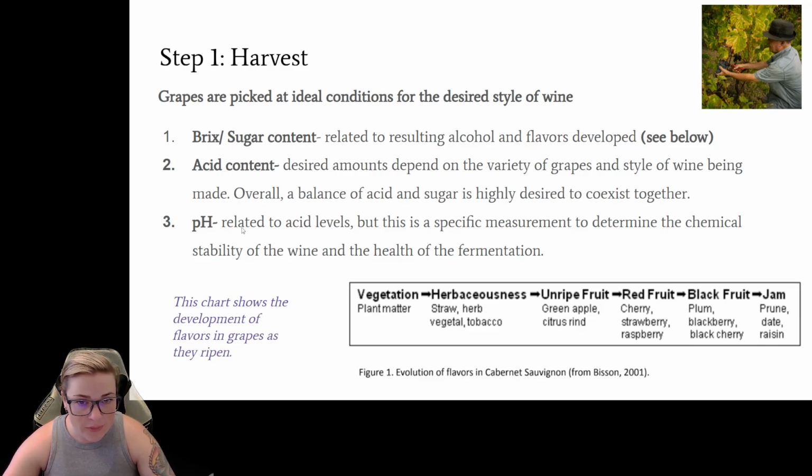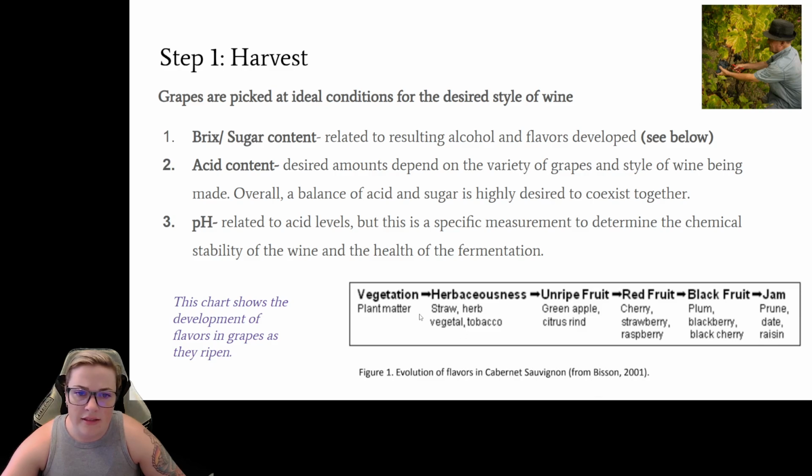pH is very important because it will determine the health and stability of that fermentation and that wine. There's a desired range of pH where yeast and bacteria thrive and they can be healthy and happy. If you're outside of that range, the wrong types of yeast and bacteria can come into play, and then it can actually spoil your product. So that's not ideal. So pH is very important when we talk about health and stability of a wine and its fermentation, right?